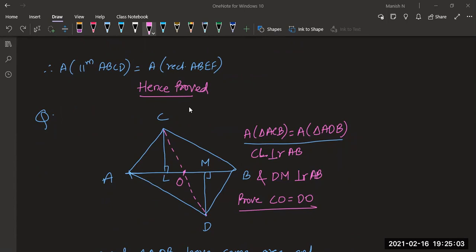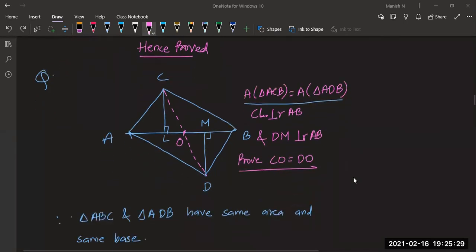And we are also given that CL is perpendicular to AB and DM is also perpendicular to AB. So CL and DM both are perpendicular to AB. We have to prove that CO is equal to DO. This is what we have to prove, right?